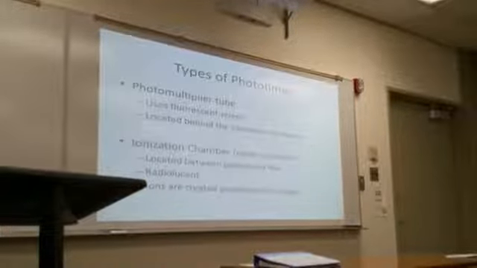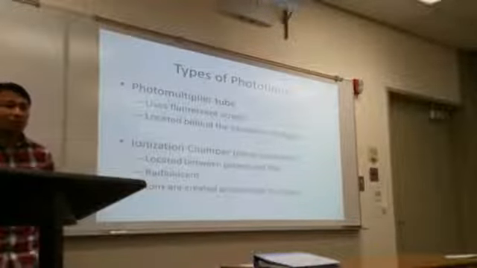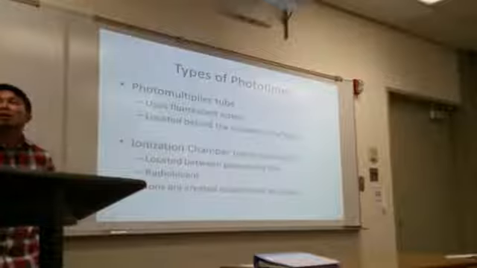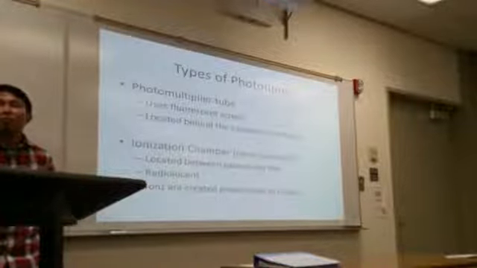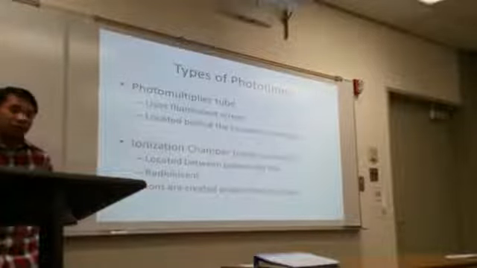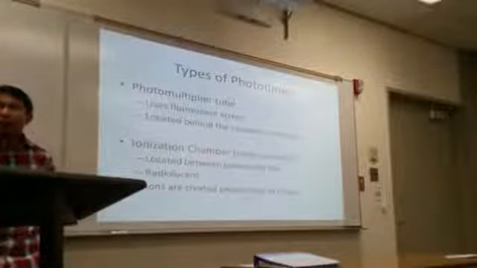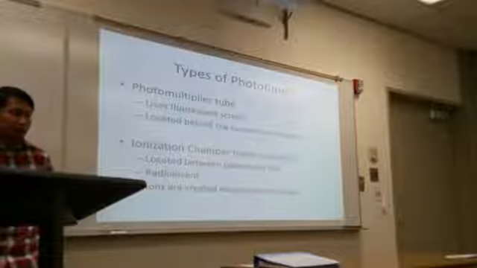Okay, there are two types of AEC timers that have been used over the years. One is called the photomultiplier, and the other is called the ionization chamber, or ion chamber. The photomultiplier is an older type of timer, so it's relatively disappearing.